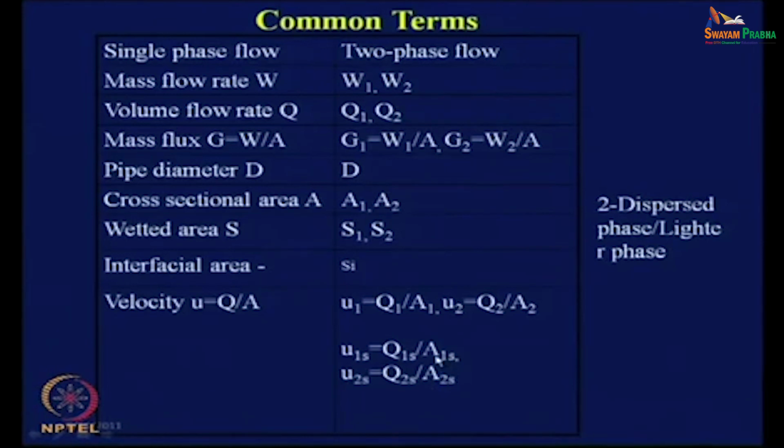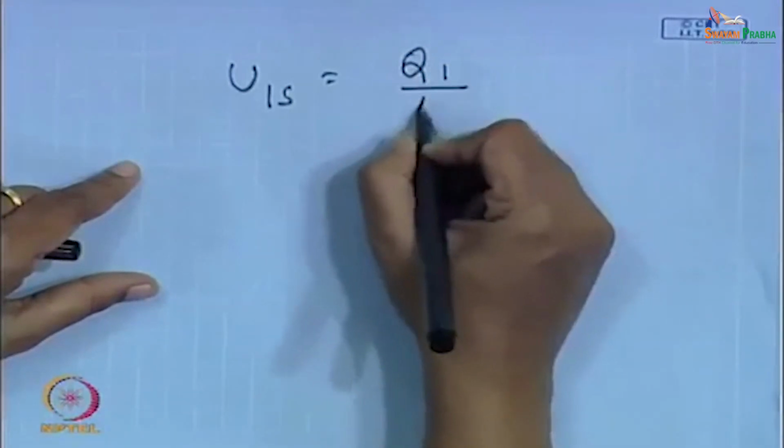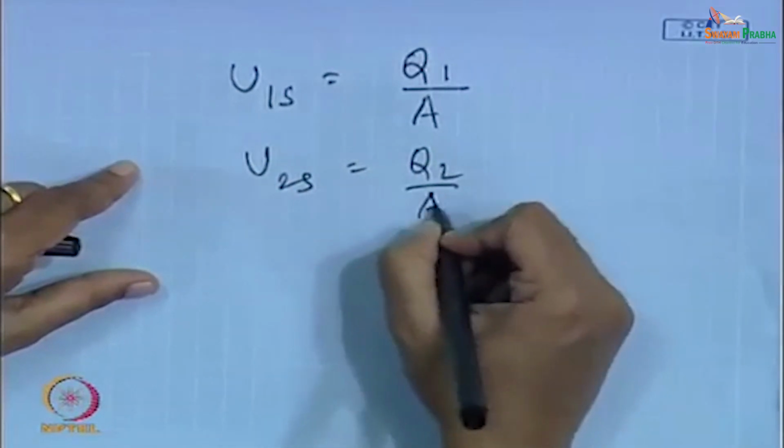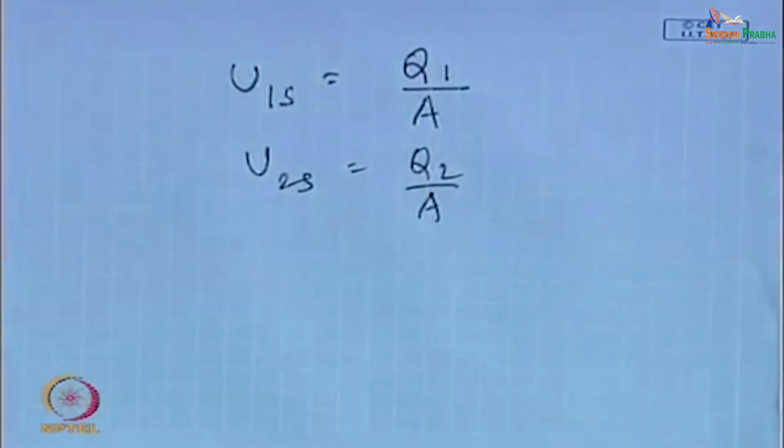These are not correctly written, please note down the corrections. So, therefore, we have defined them as this entire thing, it is not correct, I am sorry about it, please correct it. This should be U1s equals Q1 by A, U2s equals Q2 by A. These are not correct, so please keep them in mind. So, these are the actual definitions.